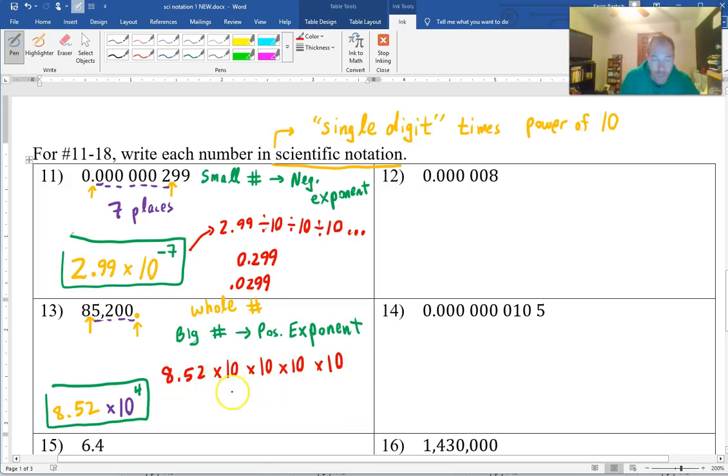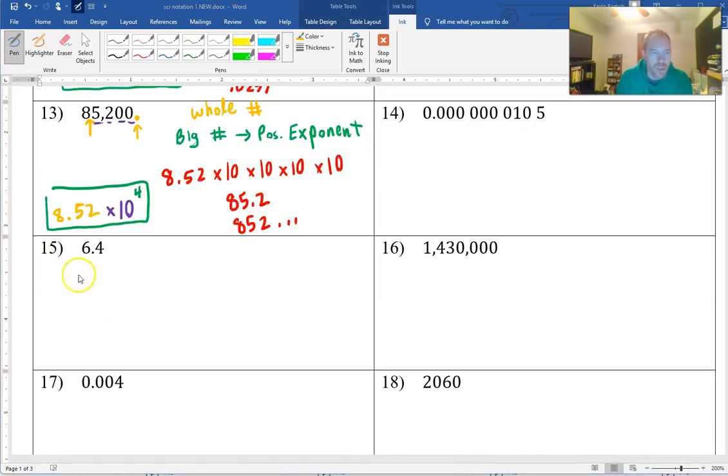So you got 8.52 multiplied by 10 once, it becomes 85.2. Multiply by 10 again, it becomes 852. And we'd have a couple more times that we would multiply it. It would eventually end up to be what we started with, 85,200. Okay, let's do one more. Okay, so the last one we're going to look at in this video will be number 15.